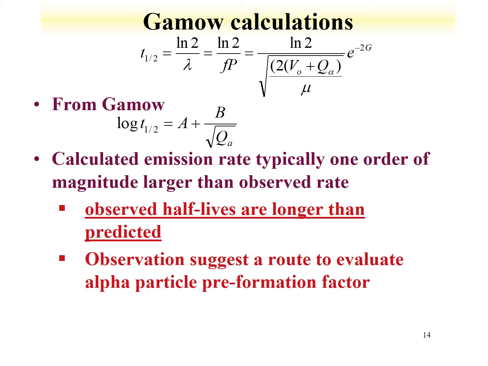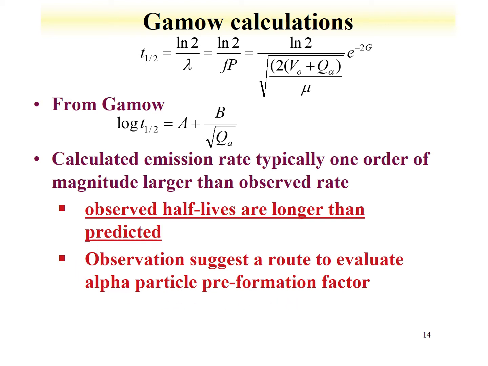Now, one thing about these equations is that the calculated emission rates are typically larger than the observed rates. And what this means is that the observed half-lives are longer than predicted. Now, this difference can be used to evaluate a preformation factor. So if we think about it, this model can describe the decay of an alpha particle if the alpha particle always exists in the nucleus. The fact that the observed half-lives are longer than predicted gives us a factor that can say, well, what's the actual probability of having this preformed alpha in the nucleus?